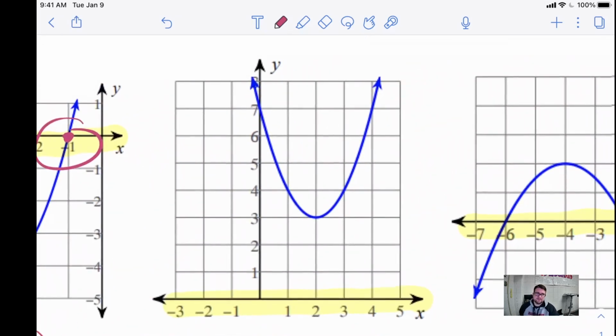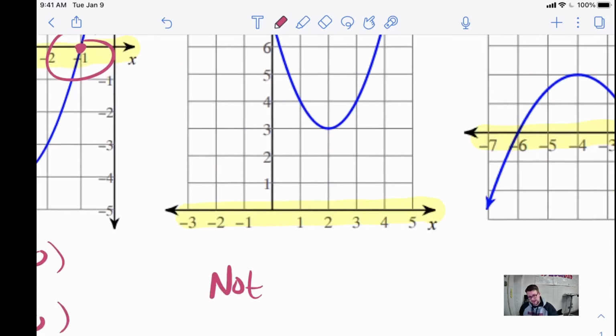Here's another graph. Well, looks like we didn't cross it. If we don't cross it, we say not shown.